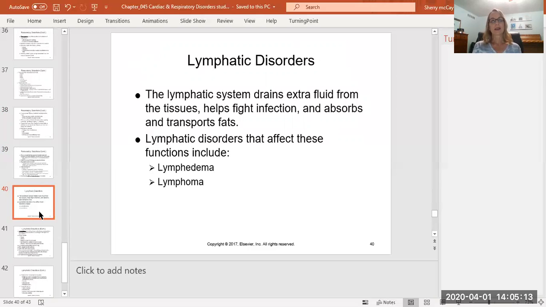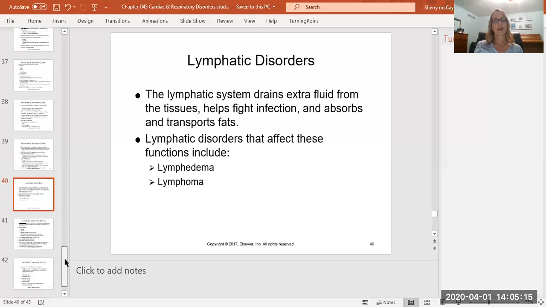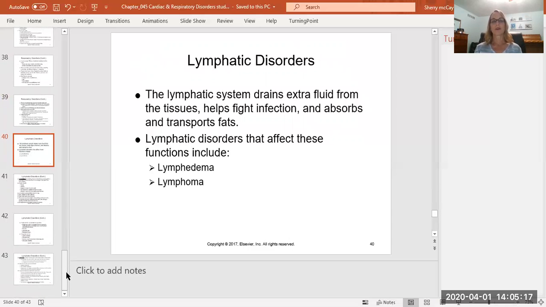The lymphatic system drains extra fluid from the tissues. It helps fight infection and absorbs and transports fats, okay? Lymphatic disorders that affect these functions include lymphedema and lymphoma. They're two different things, okay?